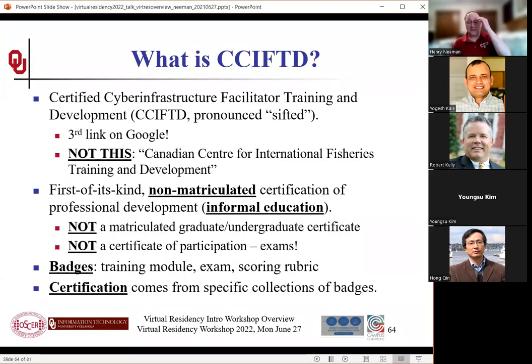And by the way, if you Google SIFTED, at least the last time I checked, number one is the Canadian Center for International Fisheries Training and Development. At least it's training and development, right? So we're not that. Good on them. Fish is important, but we are the Certified Cyber Infrastructure Facilitator Training and Development. It's non-matriculated. It's a professional development and informal education certification.